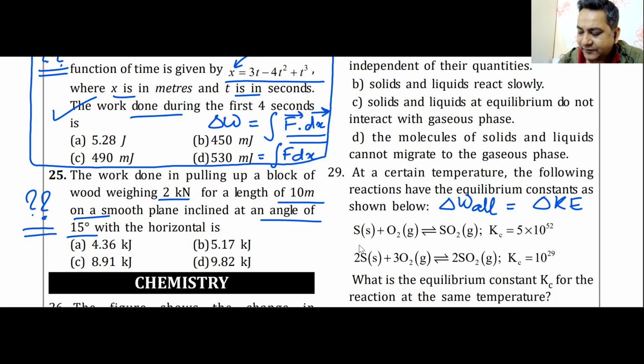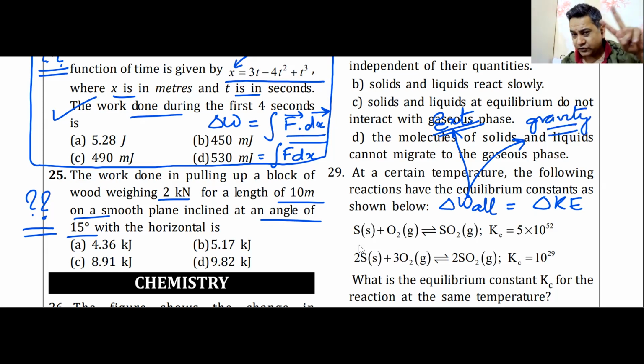Do we remember this? Can I have some raised hands that we understand this? Work done by all forces is equal to change in kinetic energy. Now here, when I talk about all forces, there are only two forces. What are the two forces? One is the force with which I am lifting it. I call it the external force. So one is the external force with which I am lifting it, and the other force is gravity.